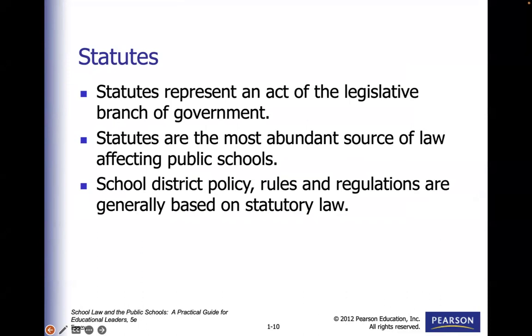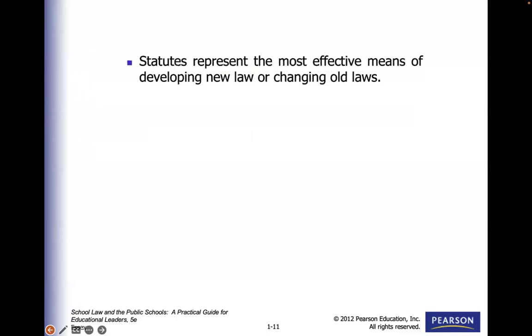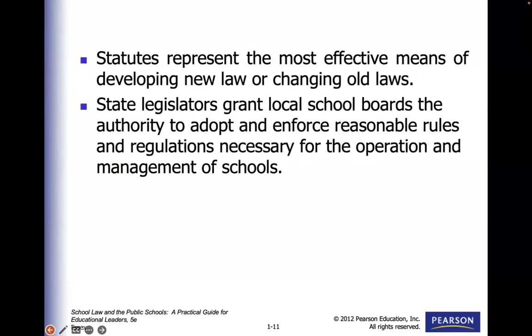Okay, statutes represent an act of the legislative branch of government. Statutes are the most abundant source of law affecting public schools and public education. And then school district policy, rules, and regulations are generally based on statutory law. Statutes represent the most effective means of developing new law or changing old laws, and then state legislators grant local school boards the authority to adopt and enforce reasonable rules and regulations necessary for the operation and management of schools.